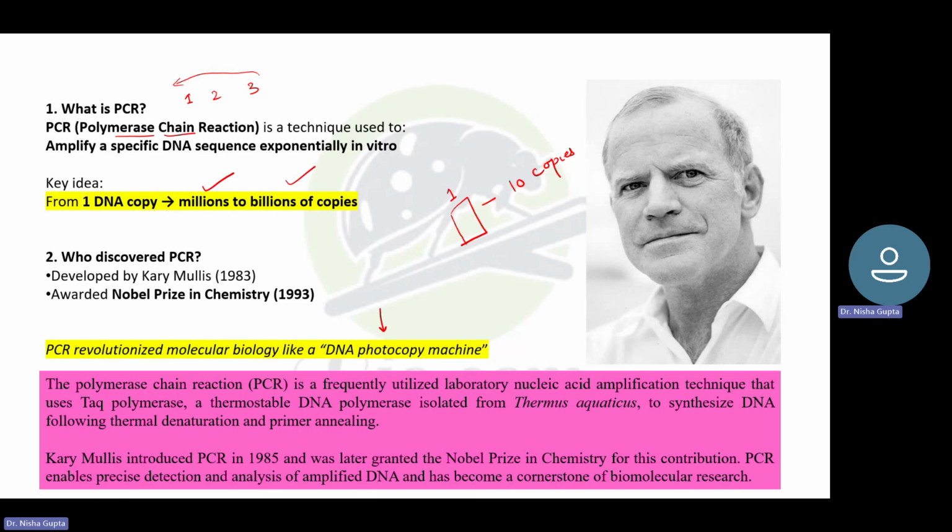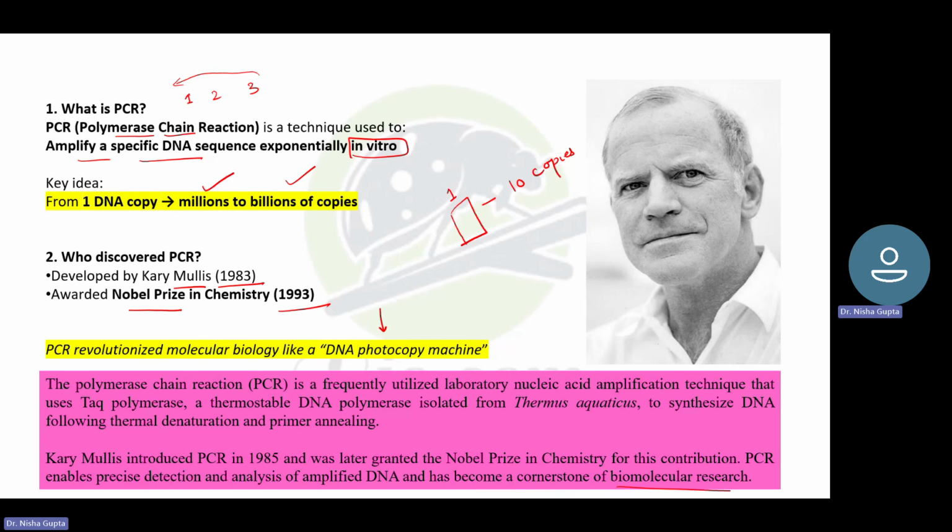Now, who is the face behind this excellent invention, this excellent discovery? It is Kary Mullis, who in 1983 developed this technique, PCR, and was also awarded the Nobel Prize in Chemistry in 1993, right? This technique is specifically responsible for amplifying a specific DNA sequence exponentially in vitro, right? We will see. So PCR is a frequently utilized laboratory nucleic acid amplification technique nowadays. Without this technique, the medical sciences would collapse, right?